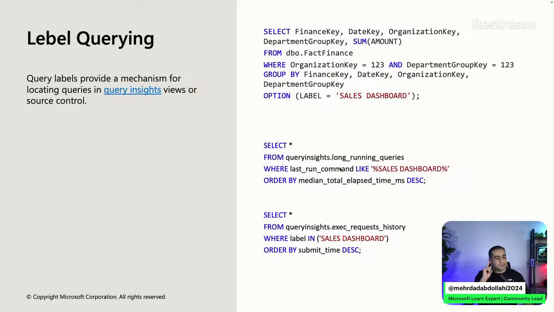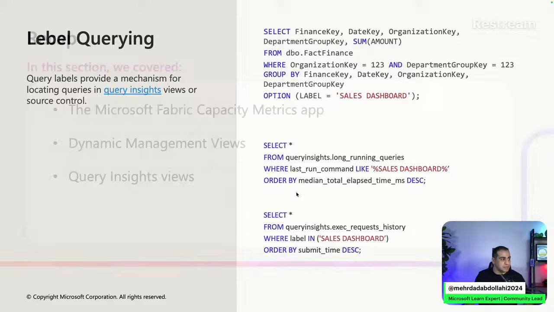But when you have that label, you can check, for example, the long running queries and see if you have that label in your script. Then you can filter only those scripts that you are interested in for identifying the bottleneck. Or in the exec request history, there is a field exactly for that label, so you can check the activities for those queries.